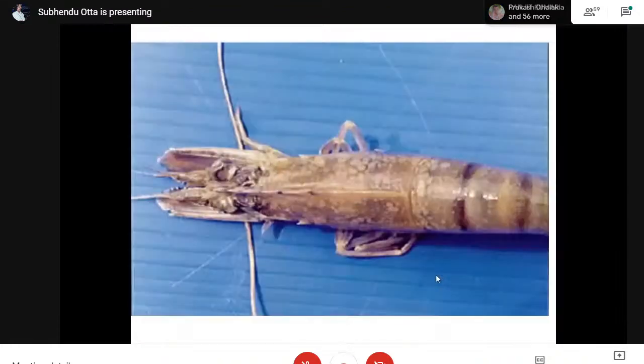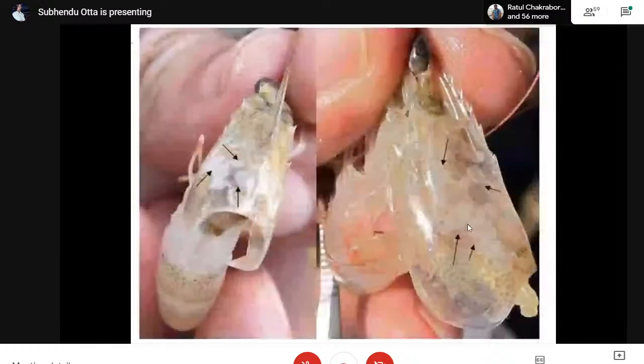Here is another picture, as you can see from the carapace and in the abdomen. Everywhere you can find the circular white spots, and it's very easy to identify. You can make out that WSSV is present.